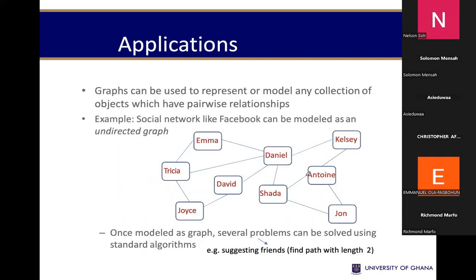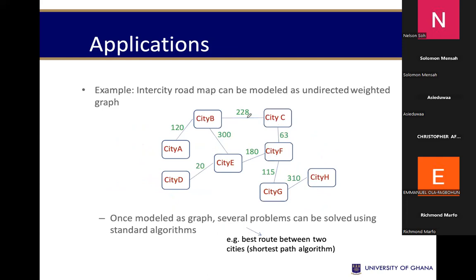So some of the applications I've already mentioned: with regard to social networks like Facebook, they can be modeled using an undirected graph. An intercity roadmap can be modeled as an undirected weighted graph. So the weight here can be the distance between the two cities, right? And that's something I really want you to also pay attention to.